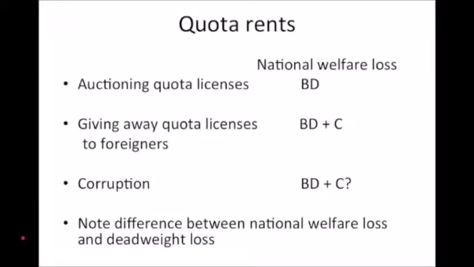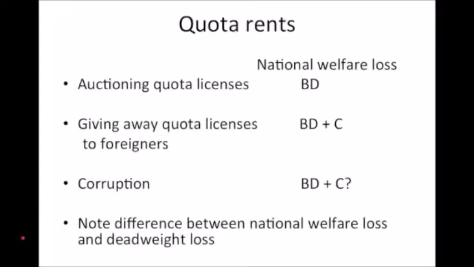If the licenses are given away to foreigners, then the net welfare effect is B and D, the standard deadweight losses, plus a transfer of C from domestic consumers, in effect, to the foreign producers. They get these higher profits associated with the protected market.